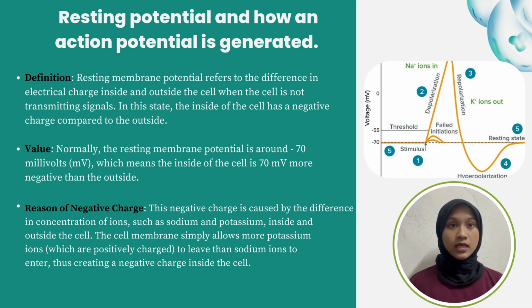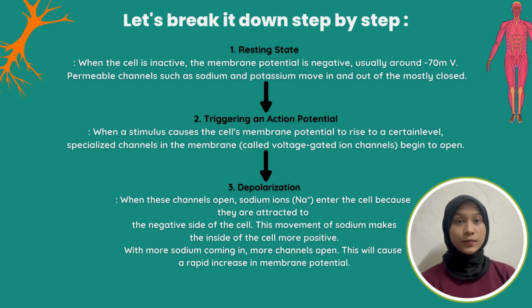Reason for the negative charge: this negative charge is caused by the difference in concentration of ions, such as sodium and potassium, inside and outside the cells. The cell membrane allows more potassium ions, which are positively charged, to leave than sodium ions to enter, thus creating a negative charge inside the cells. So, let's break it down step by step. Step 1 is resting state. When the cell is inactive, the membrane potential is negative, usually around negative 70 millivolts. Permeable channels such as sodium and potassium channels are mostly closed.